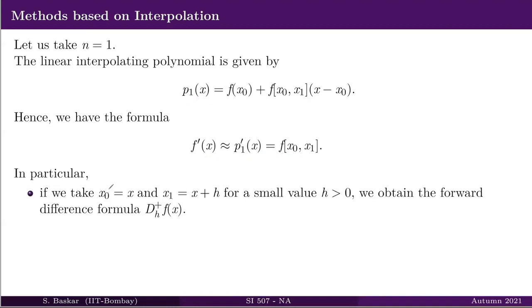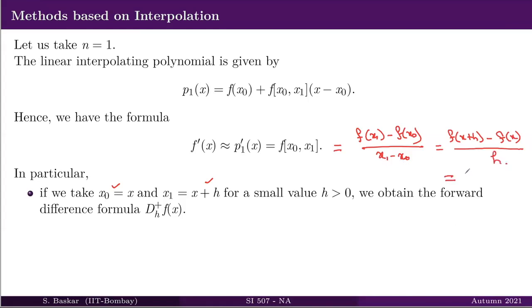For instance, if you take x0 equal to x and x1 equal to x plus h, what we get, if you recall, is f of x1 minus f of x0 divided by x1 minus x0. Now, if I take x1 equal to x plus h, then that will be f of x plus h minus, if I take x0 as x, f of x, divided by x1 minus x0, which is simply h. And that is nothing but our forward difference formula.